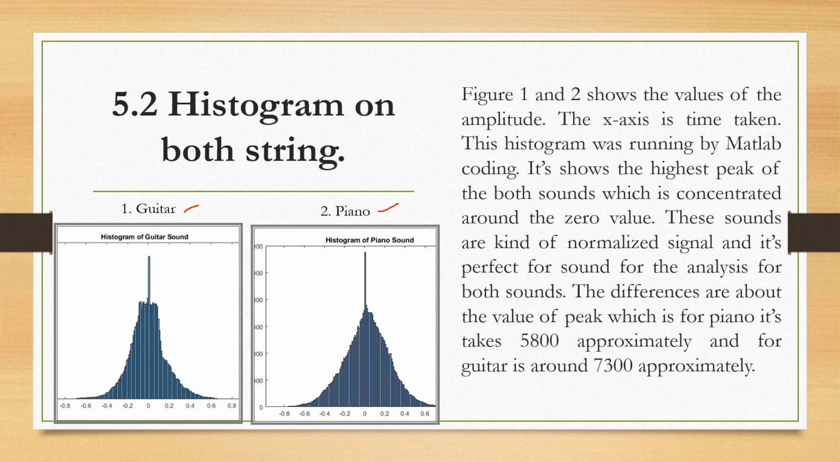Figures 1 and 2 show the value of the amplitudes. This is the amplitude axis, and the x-axis is the time taken. The histogram was produced by MATLAB coding. It shows the highest peak of both sounds is concentrated around the zero value, and these sounds are normalized signals.